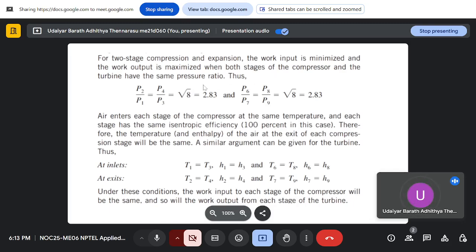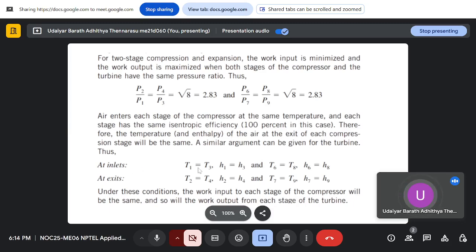With that said, the problem says that the pressure ratio is 8. So for each of the stages it will be root of 8, which comes out to be 2.83, and the same for the expansion. Air enters each stage of the compressor at the same temperature, and each stage of the turbine has the same isentropic efficiency. So this is an ideal case, so it's all 100% efficient.